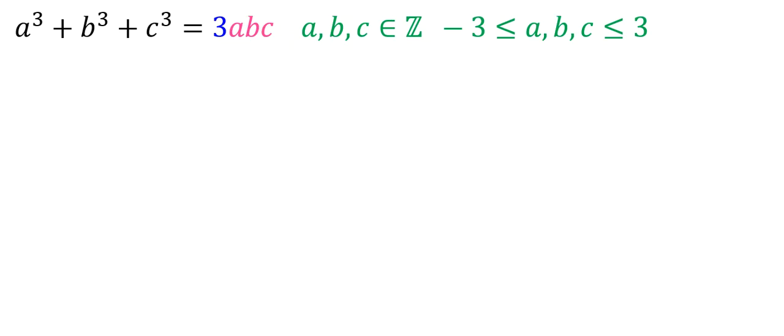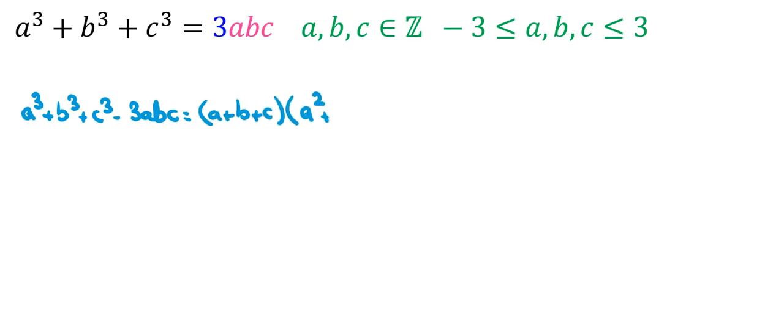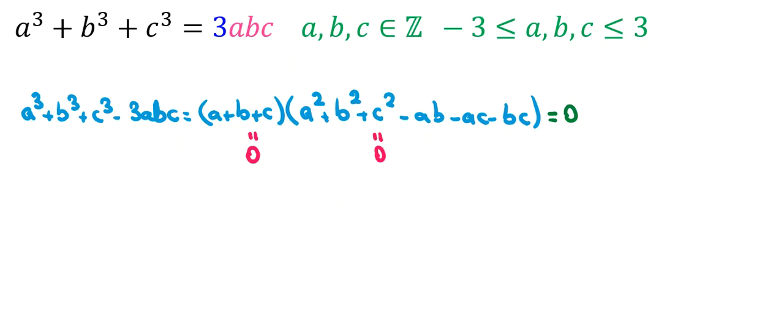Okay, so we have a famous identity: A cubed plus B cubed plus C cubed minus 3ABC equals A plus B plus C times A squared plus B squared plus C squared minus AB minus AC minus BC. Now, by the assumption of the problem, A cubed plus B cubed plus C cubed equals 3ABC, so it is equal to 0. Because it is equal to 0, either the first part is 0 or the second part is 0.